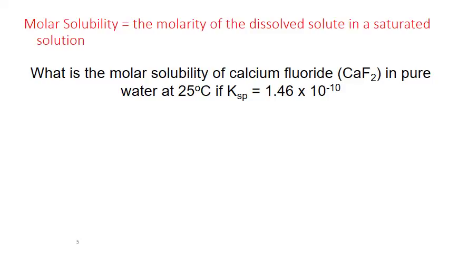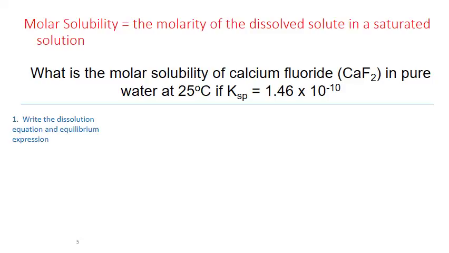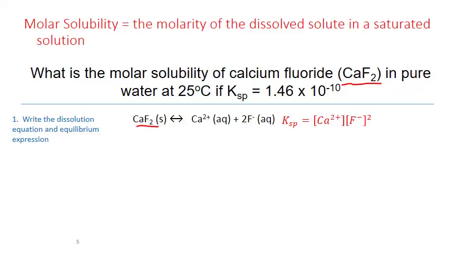And the first step for any equilibrium calculation is always to write the equation associated with it and the equilibrium expression. So we write the dissolution equation for calcium fluoride with the solid calcium fluoride on the left breaking apart into its 2 different types of ions, the cation and the anion, on the right. And that 2 subscript on our monoatomic fluoride ion becomes the coefficient on the right, and our solubility product expression becomes the calcium ion concentration times fluoride ions squared.